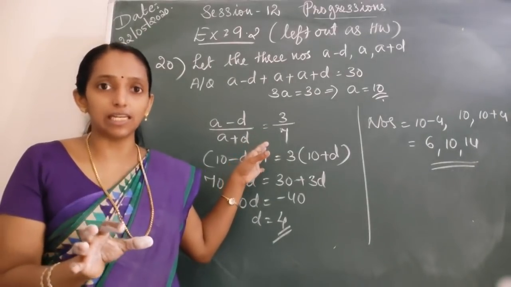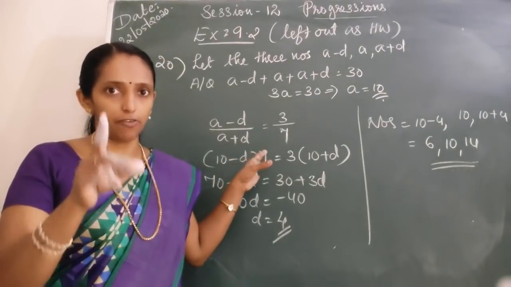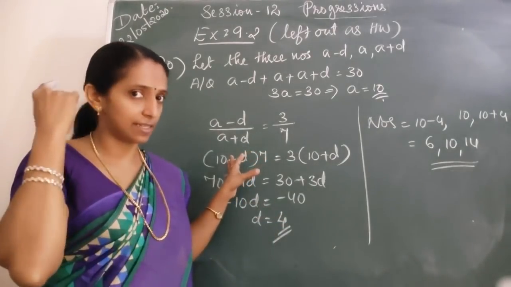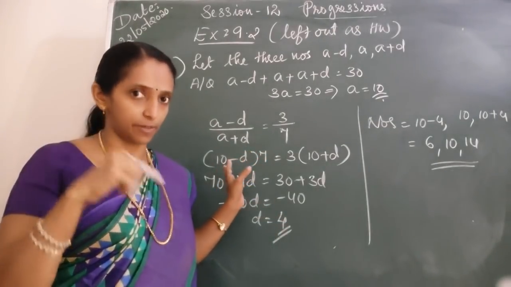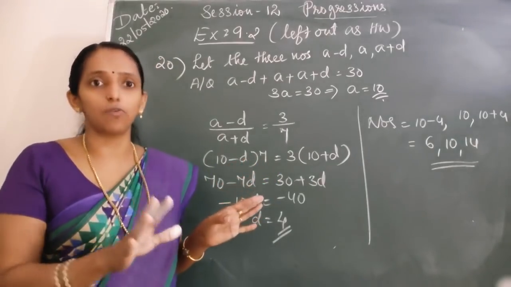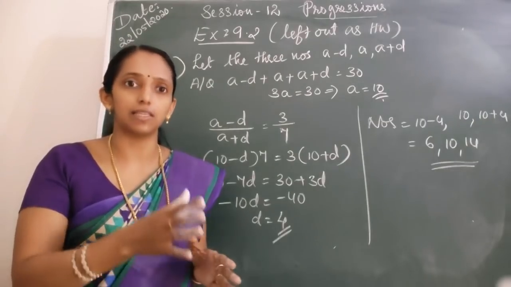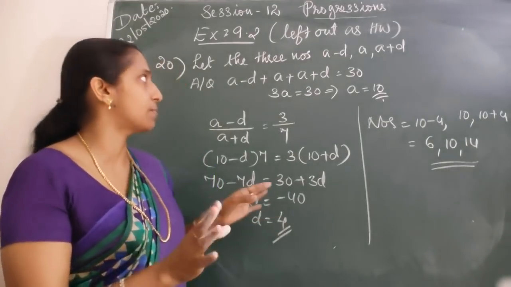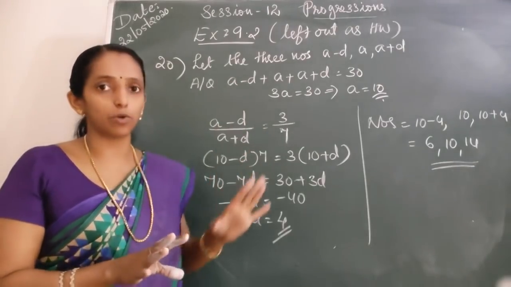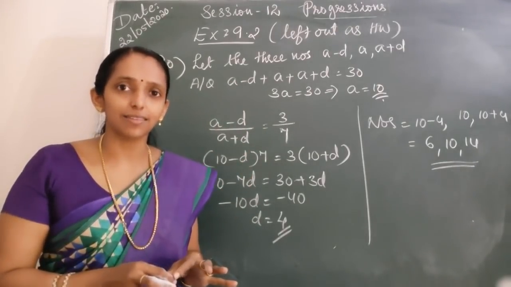Only you have to learn the two formulae. First one, end term from the beginning, and the second formula, end term from the last. So make both formulae clear and solve all the questions related to this exercise 9.2. 9.1, no need of solving. 9.2, the left out questions, do as homework.